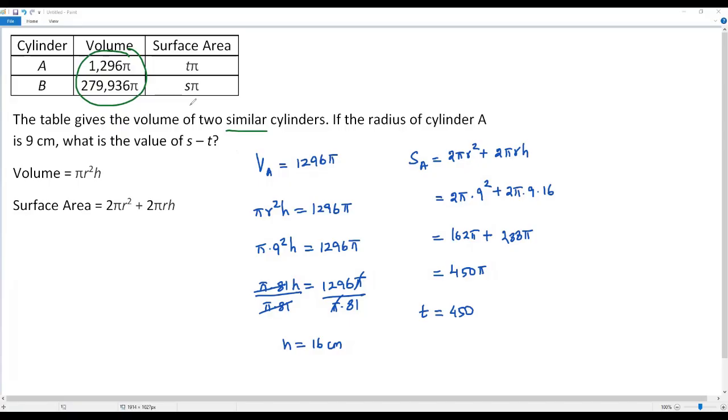Okay, once I get the ratio of the surface areas of two cylinders, I can use the surface area of cylinder A, that is 450 pi, to get the surface area of cylinder B.